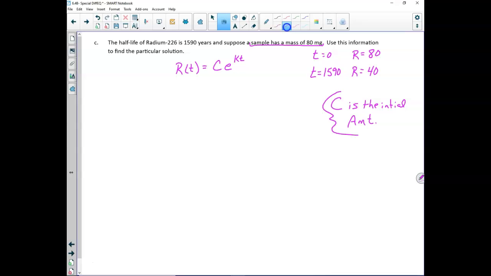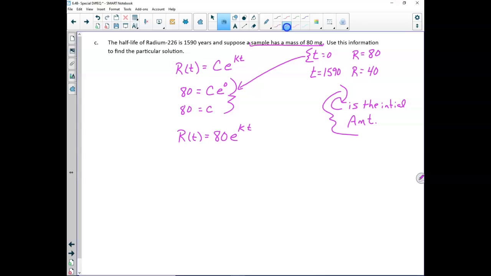Because what we're going to do is first use that initial amount because that's going to let us calculate C. Watch, because 80 is going to equal C e to the k times 0. Well, k times anything when t is 0 is 0, so I know C equals 80. Well, that takes me to the second step. I used that condition first, and then I'm going to use my next condition. R in terms of t now is 80 e to the kt.